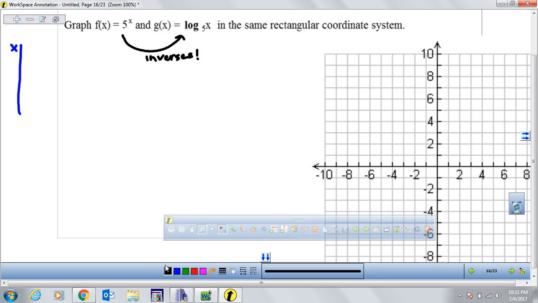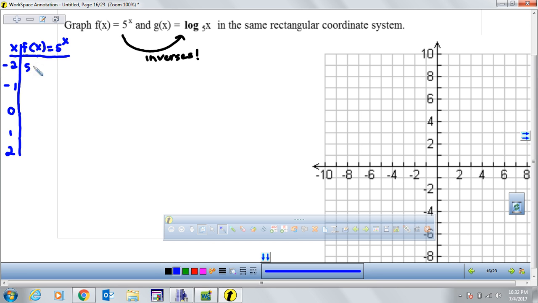So what we're going to do is create a table for my function f of x. And then how do we get the inverse? By flipping the points. That's how we're going to do it. We're going to use the same values as usual, which are -2, -1, 0, +1, and +2.